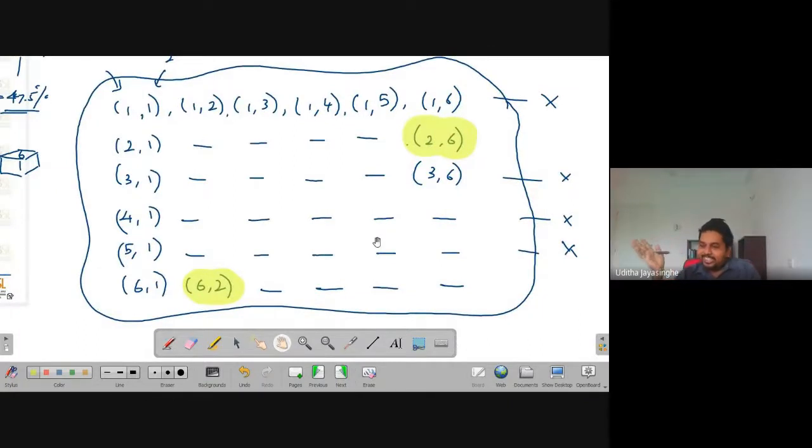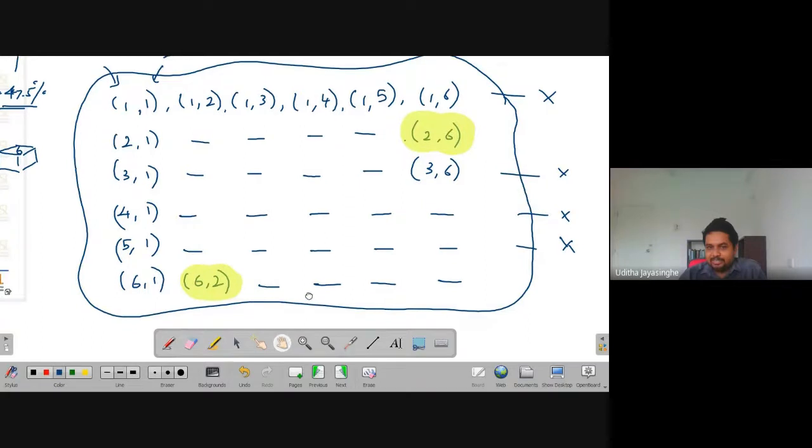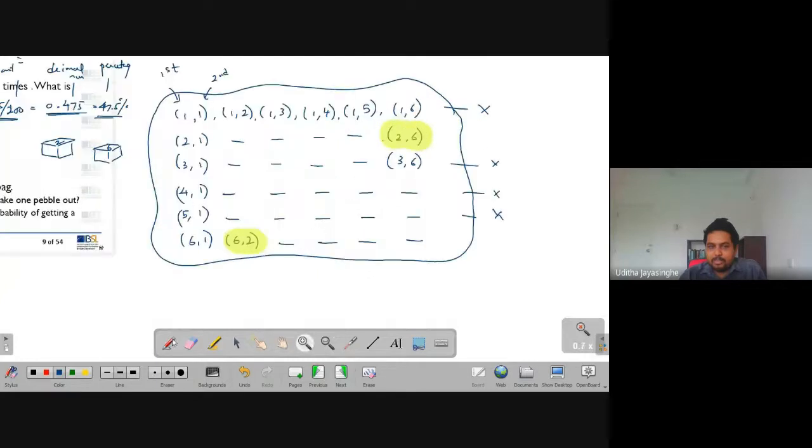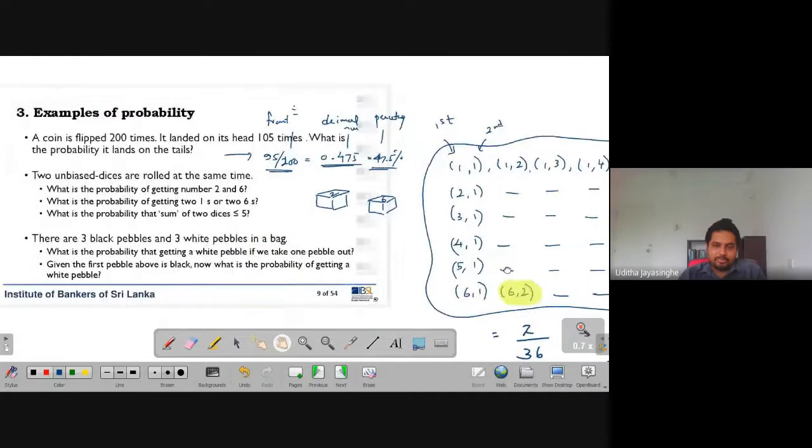If at all anyone could find any more combinations of 2s and 6s, we might spell it out. Otherwise we can comfortably finish this argument and calculate the probability as 2 divided by how many events now here? 36. 6 to this side and 6 to that side. Okay, so this is the answer. 2 divided by 36, 1 divided by 18. This is the probability of getting 2 and 6.